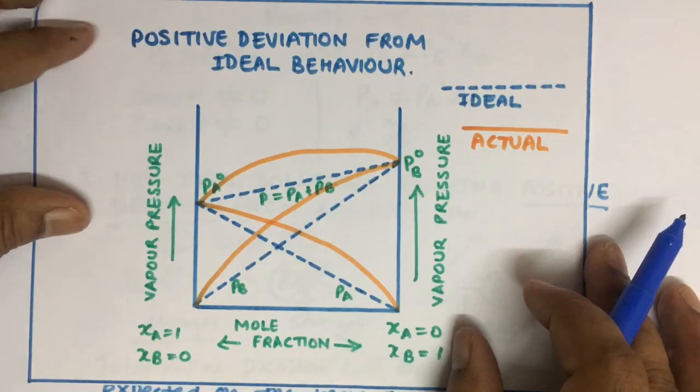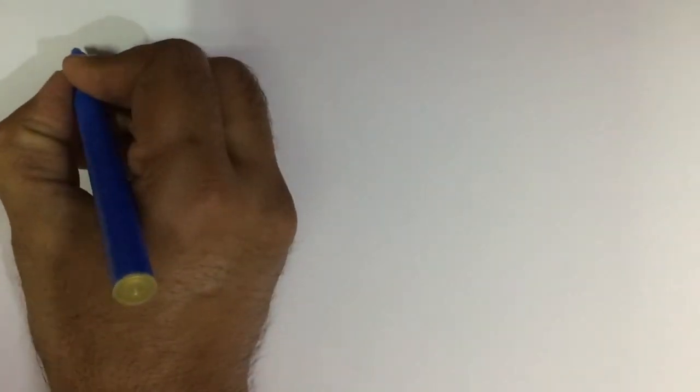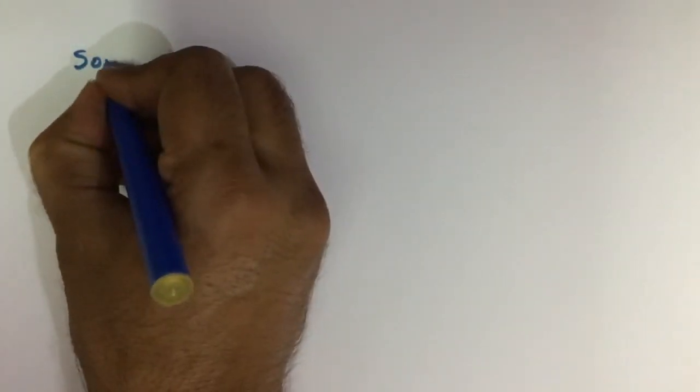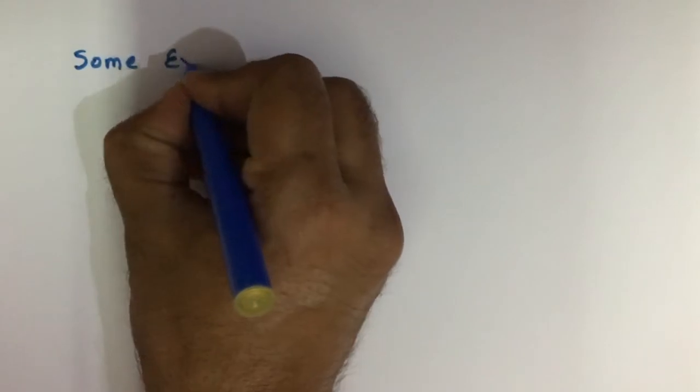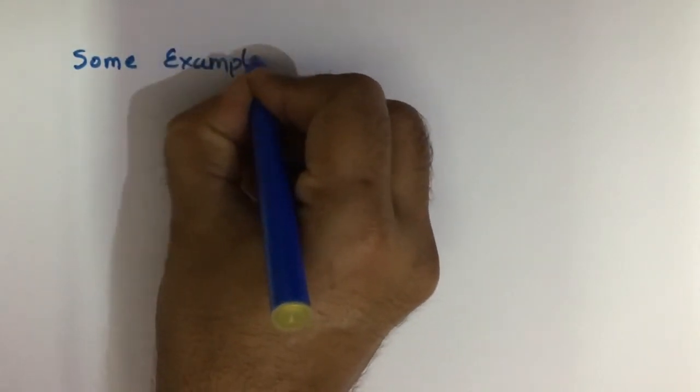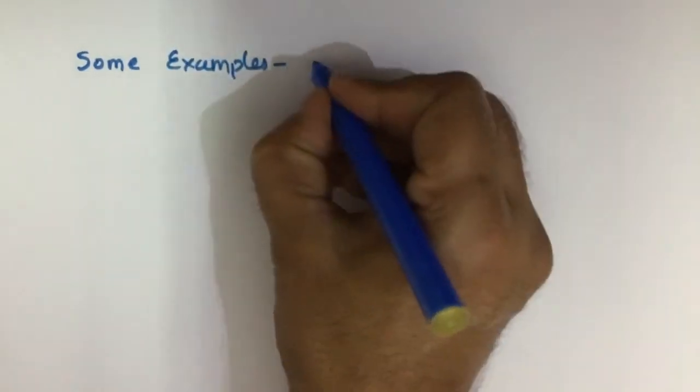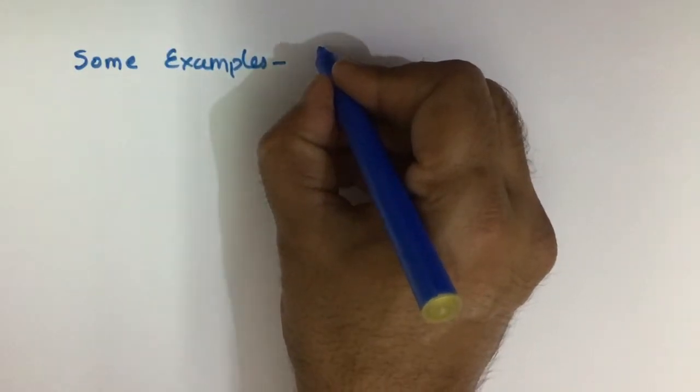Now some examples of solutions showing positive deviation from Raoult's law. These are ethanol and cyclohexane.